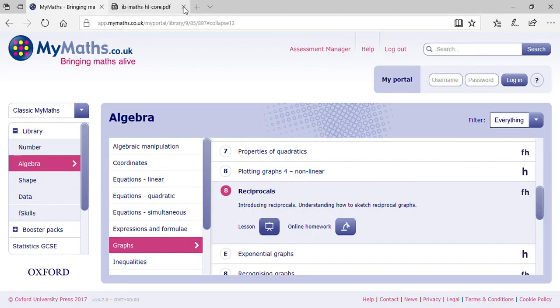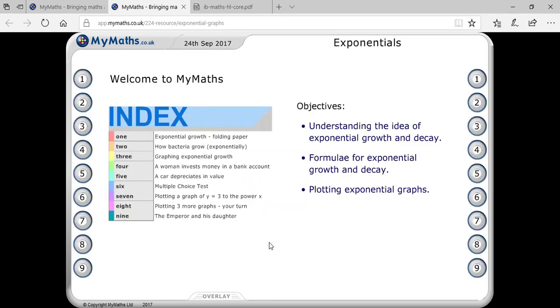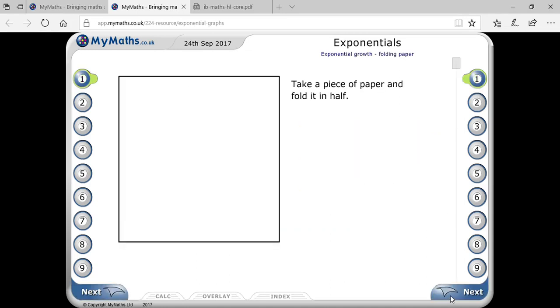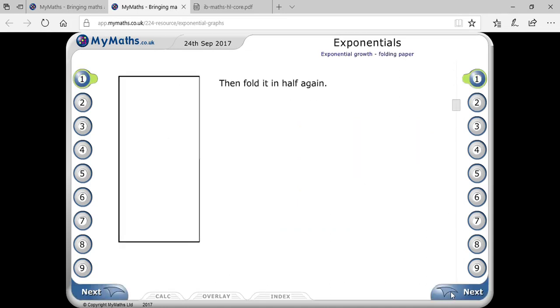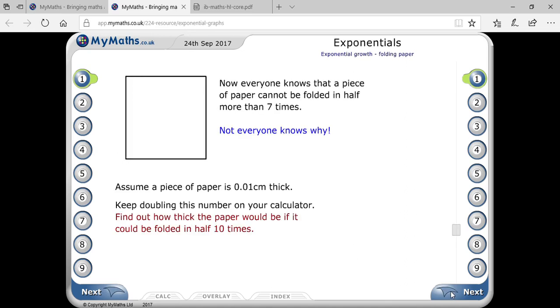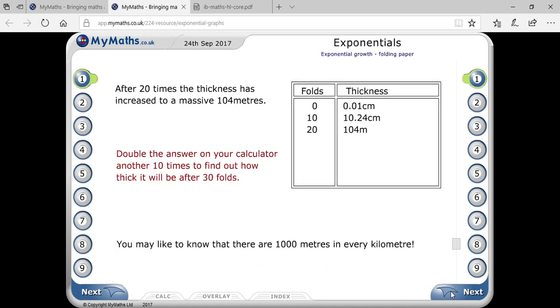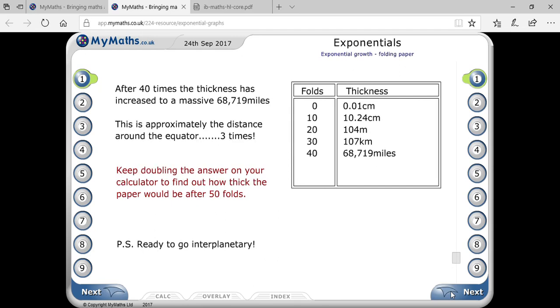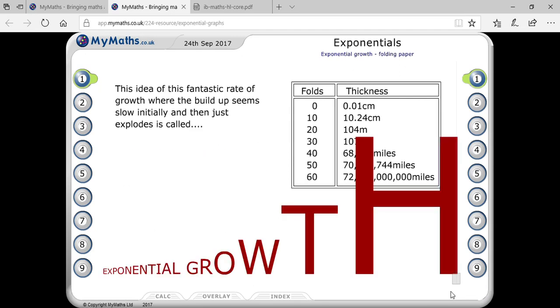Let's see the exponential graph a little bit more conveniently. They are also explaining it over here. Understanding the idea of an exponential graph: take a paper and divide it in half, and then divide that by 4. So in that way, I am seeing what they are doing here.